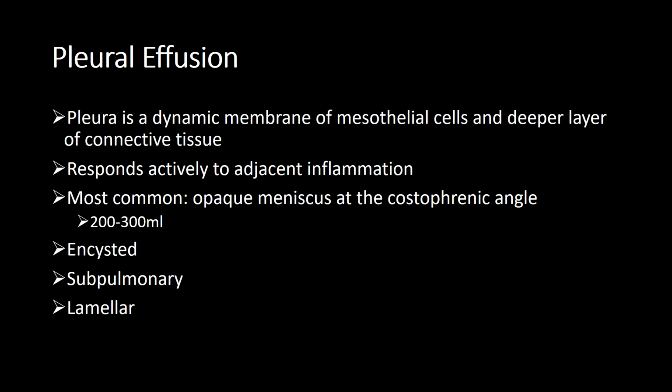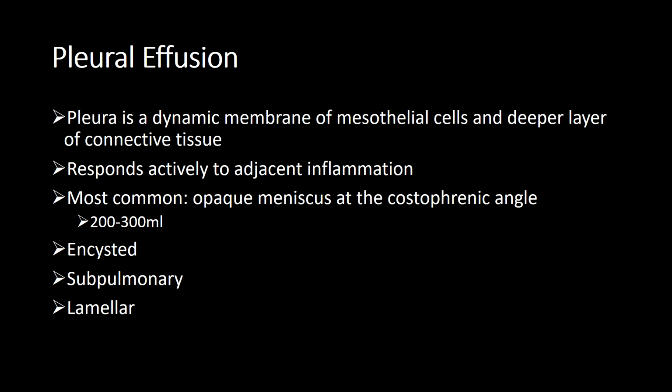The pleura is composed of a very dynamic membrane of mesothelial cells and a deeper layer of connective tissue. And this contains vessels, nerves and lymphatics. So this membrane responds very actively to inflammation with the accumulation of fluid. So think of heart failure and the accumulation of fluid within this area.